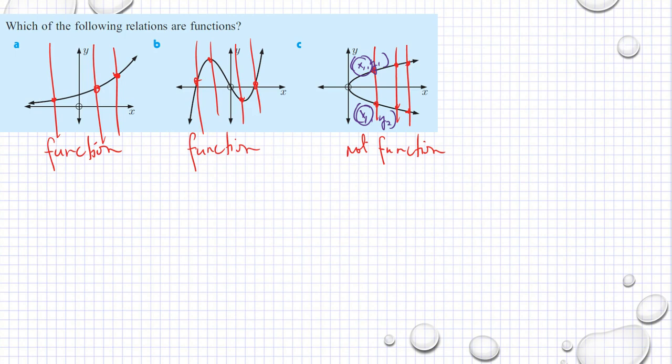But this is a very good test. Just do the graph and then make vertical lines. If you cross the graph only once every time, then you have a function. But if not, then you don't have a function.